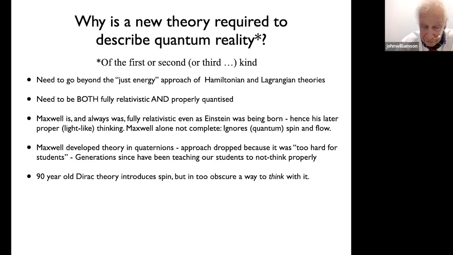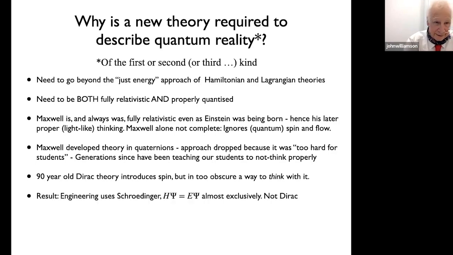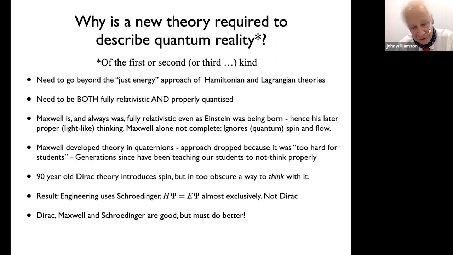So we have a beautiful relativistic theory, and Dirac theory is beautiful, it's one of my favorite theories, but it's 90 years old, ladies and gentlemen. It introduces spin, but it doesn't really do very much for charge, and it introduces spin in too obscure a way to properly think with it. It needs improving. As I said, the result is that Schrodinger, H psi equals E psi, is used almost exclusively, and not the Dirac Hamiltonian formulation, as it is the most useful one for solid state physics and atomic physics. So Dirac, Maxwell, and Schrodinger theories are all good. They're all wonderful, and any theory we invent must reduce to them in the proper limits. They're good, but we have to do better.